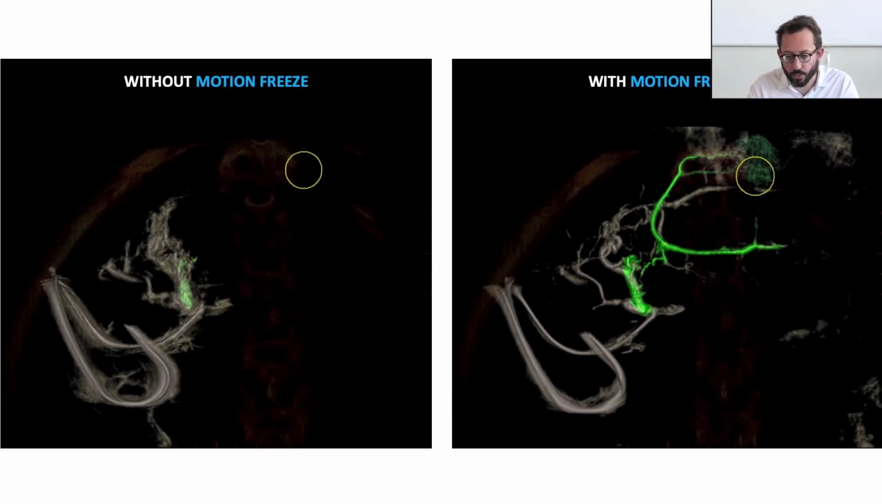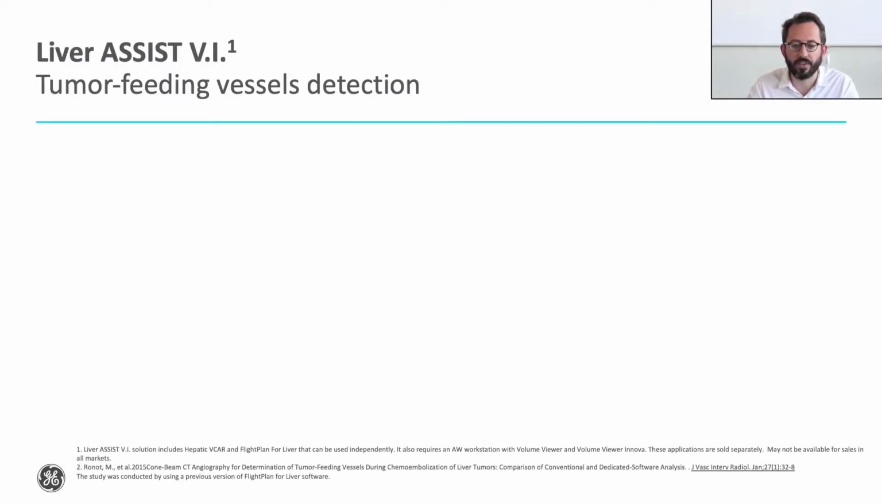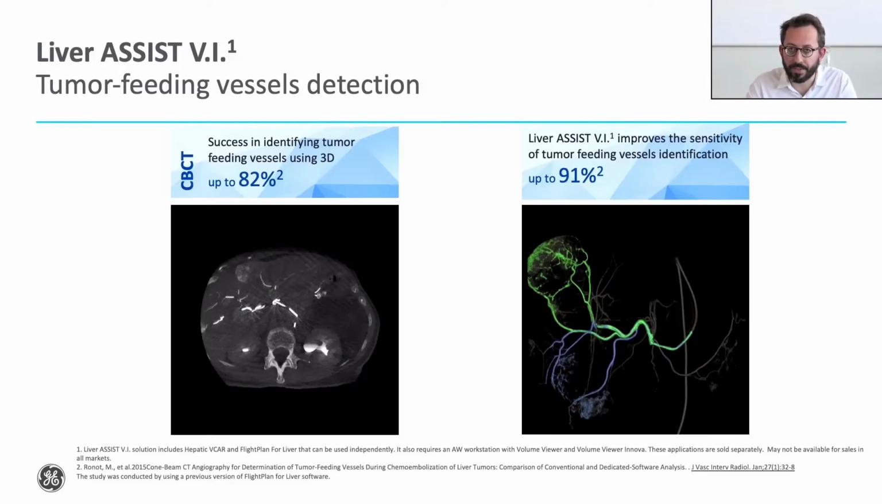This software that you're seeing here, this very IDE, is called Liver ASSIST V.I. The idea behind that is that you sometimes need help in identifying the multiple feeders that will feed one tumor or two targets. And we've also assessed the possible benefit of this software.